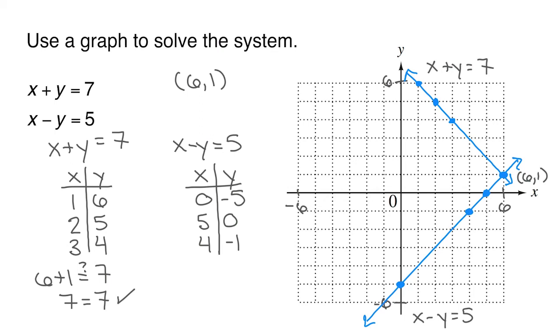Now we need to check in the second equation, where we have 6 minus 1, and we're checking that that is equal to 5. 6 minus 1 is 5, and so we have the equation 5 equals 5, which checks, and thus our solution checks. And the solution set is the set containing the ordered pair (6, 1).